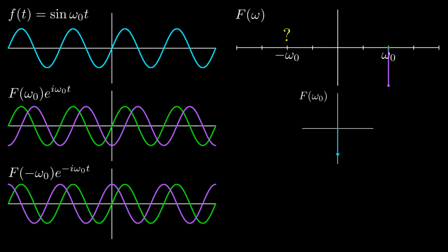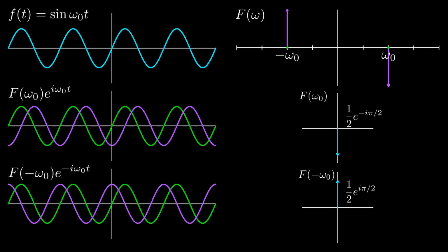You might think it would be the same phasor as for positive omega naught, but in fact, it would have opposite phase. Big F of omega naught is 1/2 e to the minus i pi halves, whereas F of minus omega naught is 1/2 e to the plus i pi halves. So first, why 1/2 for the amplitude? Well, sine has an amplitude of 1, so each sinusoid's real part must have amplitude of 1/2 so they can constructively sum to 1.